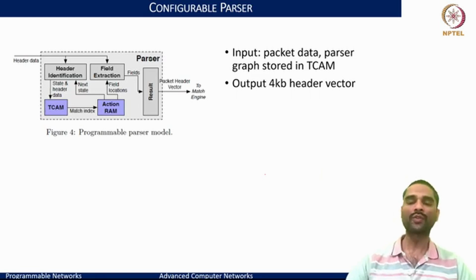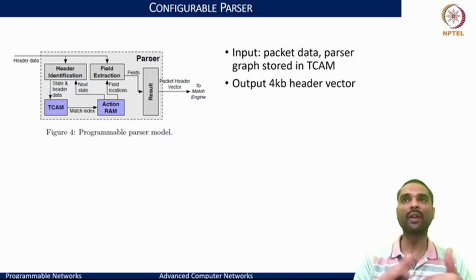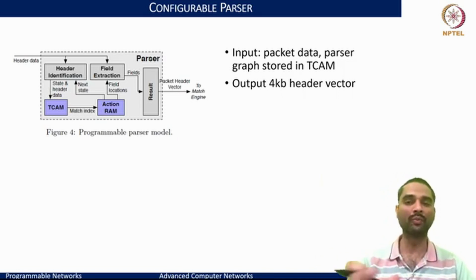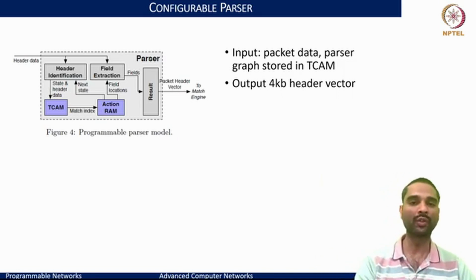So first is the configurable parser. And this parser accepts basically the incoming packet data and produces the 4K bit packet header vector. And this packet header vector is what is then used in the match action pipelines to be acted upon. And the output in this case is fixed to the 4K bit header vector.